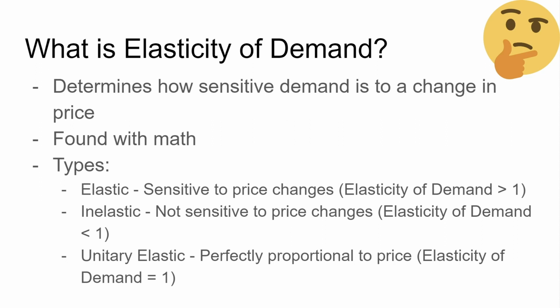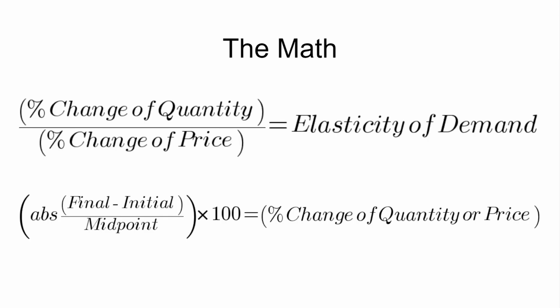If a good is elastic, that means it is influenced greatly by price. This is then determined mathematically. A value greater than 1 is elastic, less than 1 is inelastic, and equal to 1 is unitary elastic. It is calculated by this formula: percent change in quantity over the percent change in price.